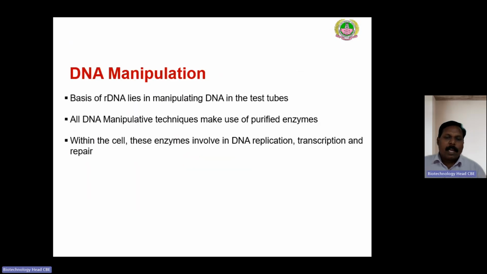So talking about DNA manipulation, this is the basis of recombinant DNA technology, which relies on manipulating the DNA using specific enzymes under in vitro conditions. All the DNA manipulative enzymes normally use a purified form of enzymes. Within these cells, these are naturally occurring enzymes involved in DNA replication as well as transcription and repair of the DNA molecules, and some of the enzymes are also used in regulatory mechanisms.